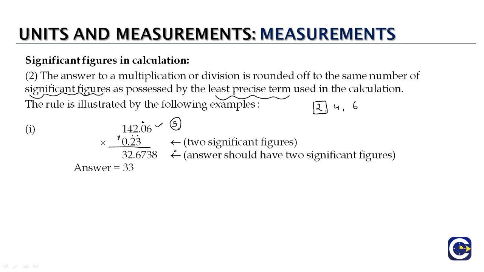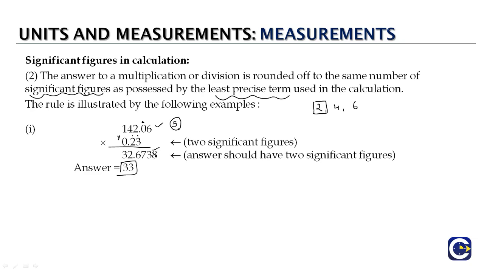So between the two values that we are using for calculation, 0.23 has the least number of significant figures, which is 2. So the answer also must be rounded off to 2 significant figures. So if you look at this 32.6738, we'll start rounding it off so that we'll get just 2 significant figures, starting from 8.